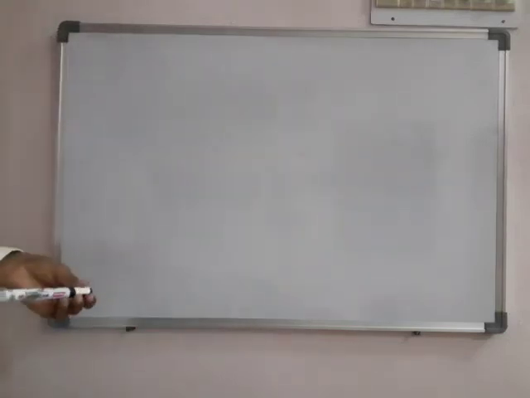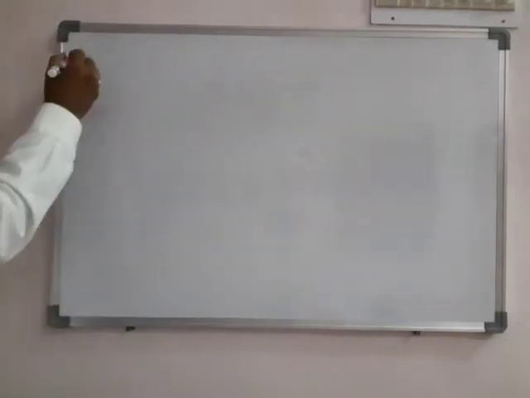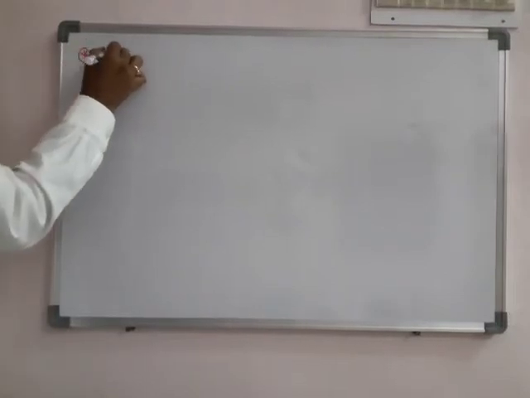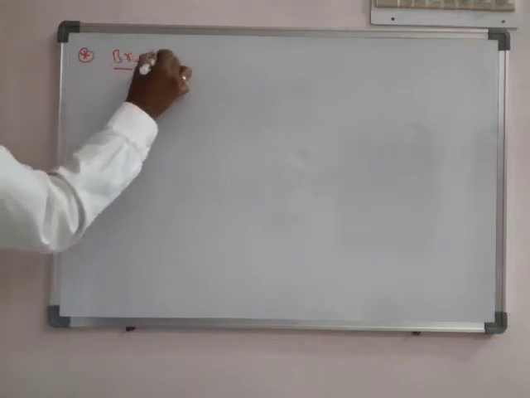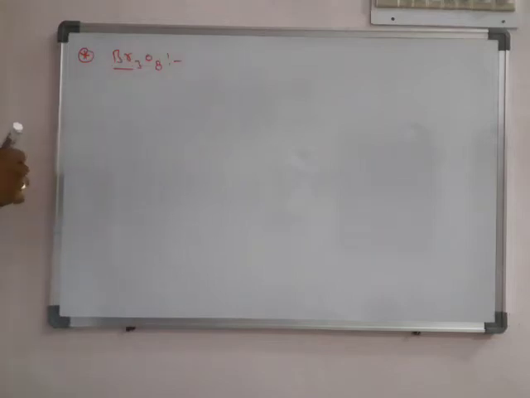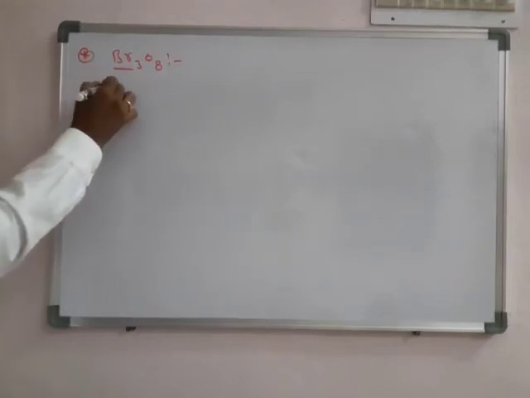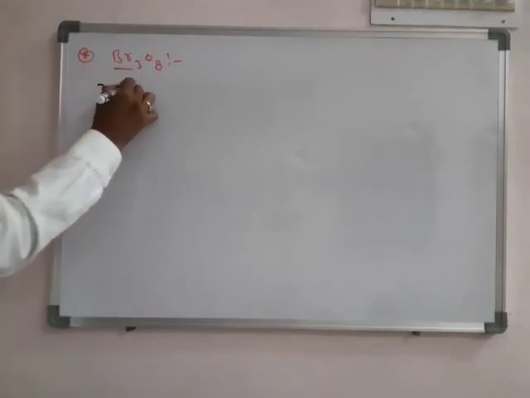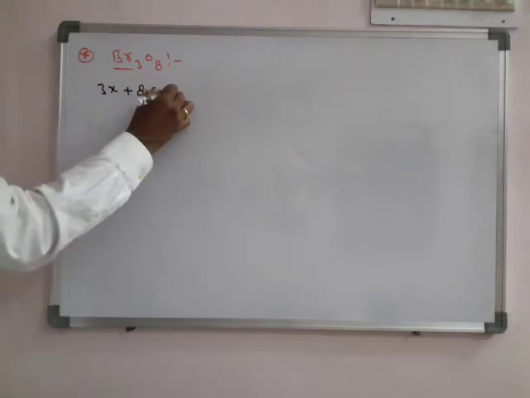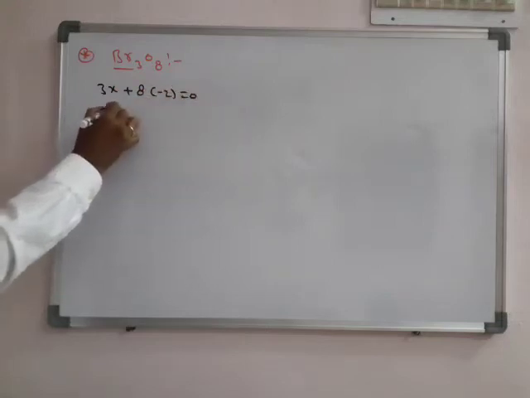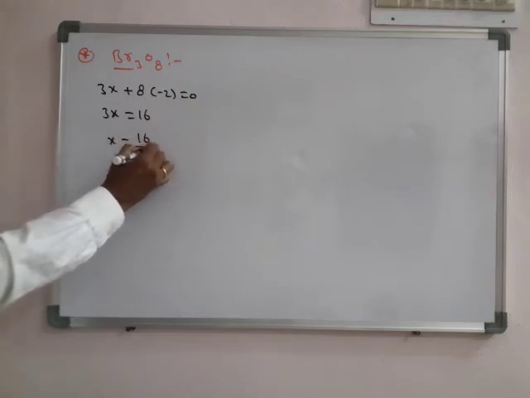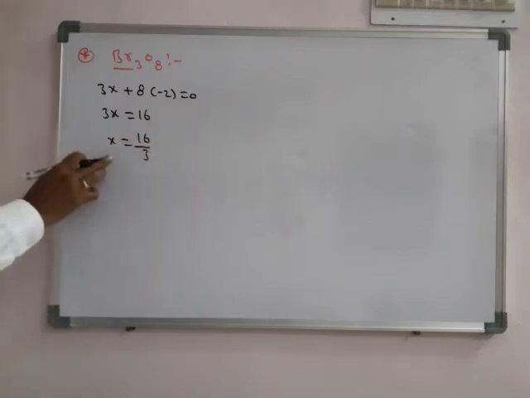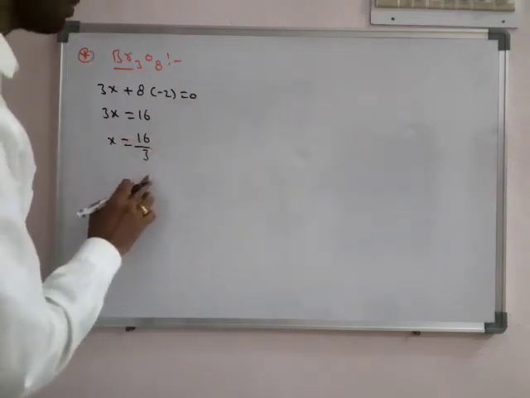Let's see one more example. It's Br3O8. What is the oxidation number of bromine? First we do the normal calculation. We get 16 by 3, each bromine x equals 16 by 3 contribution.